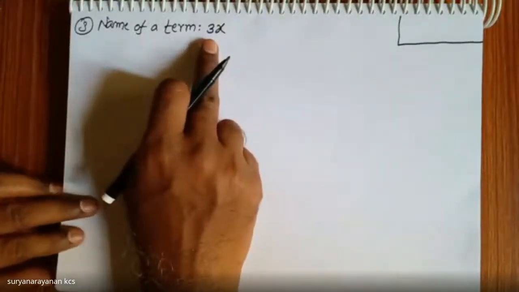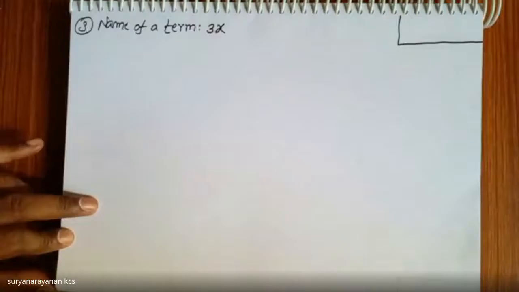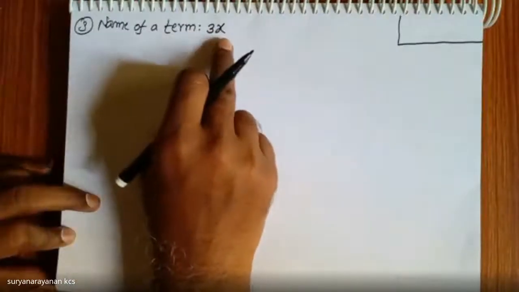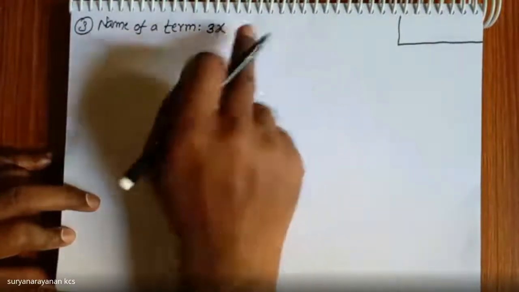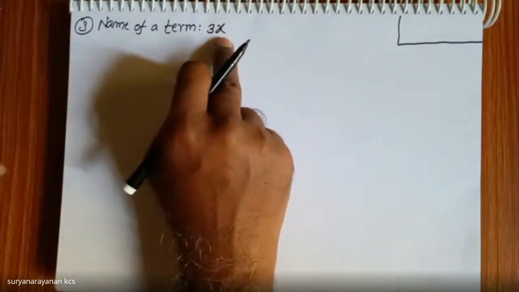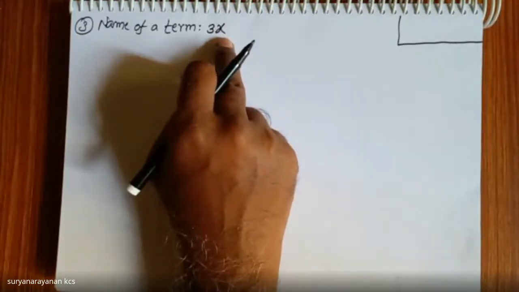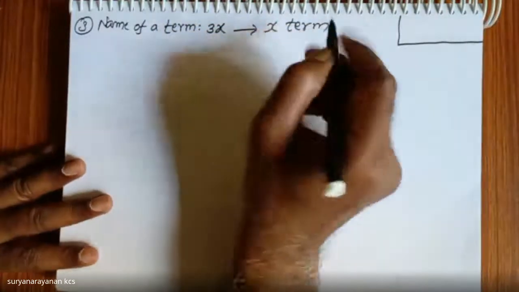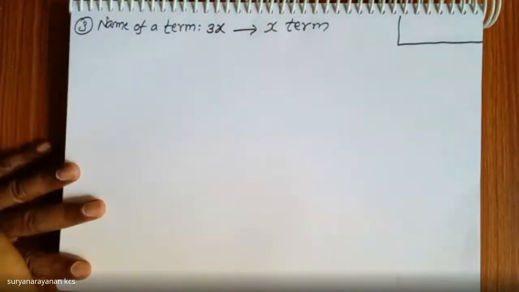3x is one term. You know this one. How do you name this term? Sir, monomial. No, I'm not asking the classification of expressions. That is a classification of algebraic expressions. 3 multiplied with x, yes, that is the meaning. But here, the name of this term is x term. What are the variables involved in that term? We give the name of the term. This is called x term. We leave out the numerical coefficient.